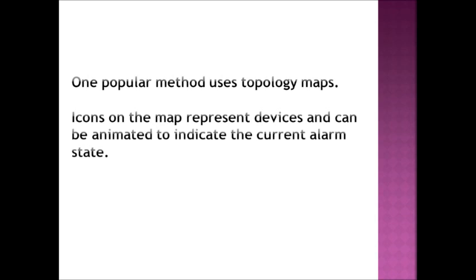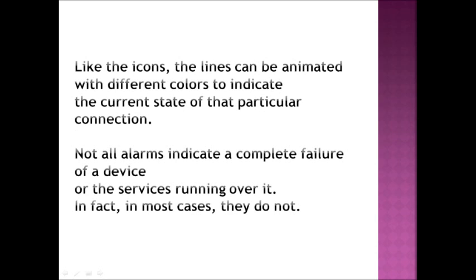However, visualization can occur in many ways. One popular method uses topology maps. Icons on the map represent devices and can be animated to indicate the current alarm state. The alarm state corresponds to the highest severity of any alarm condition on a device, of which there might be several. Likewise, connections can be represented on the topology map as lines that connect the icons. Like the icons, the lines can be animated with different colors to indicate the current state of that particular connection.